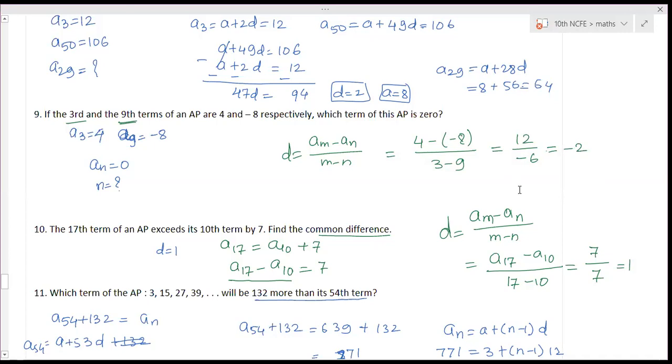School people won't allow you to use this formula directly. So this formula is generally used for competitive exams, when you have to do it very fast and the time duration is very less. At that time you can use this method. Is this clear?